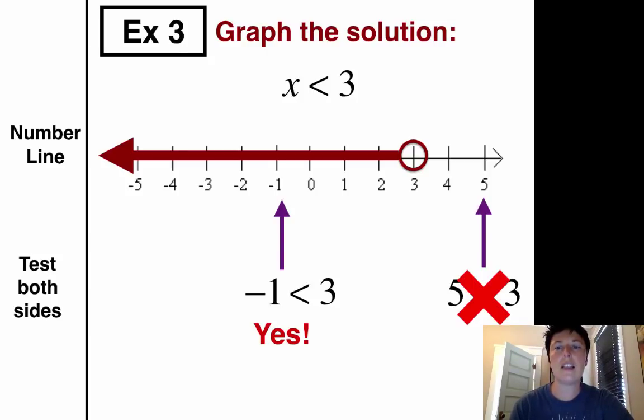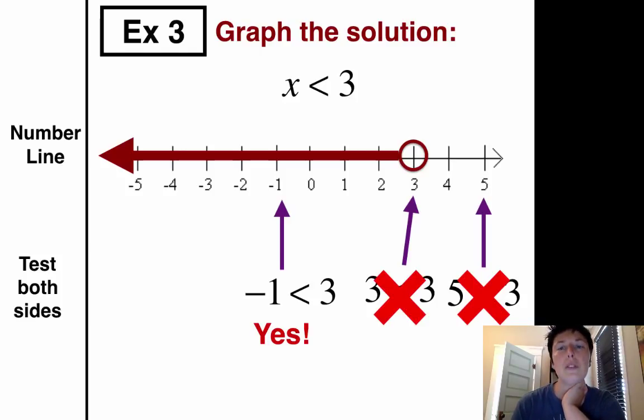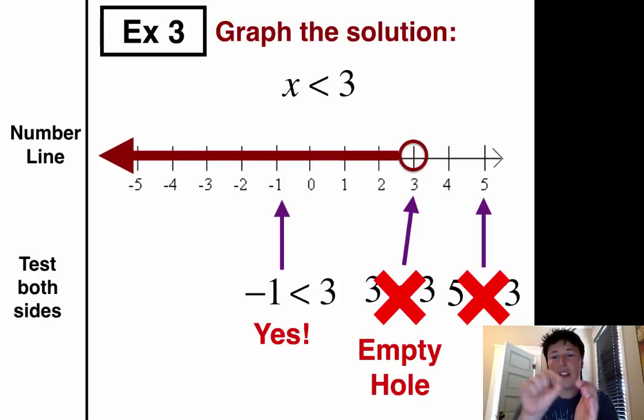And the last thing is that I have to test 3. I have to put 3 in there. Is 3 less than 3? Now, 3 is equal to 3. So because it doesn't pass and that one fails, I'm going to leave on my number line an empty hole. I am not going to fill in the dot on 3. It's going to stay empty. This is it. This is my answer. This is my number line for this solution.